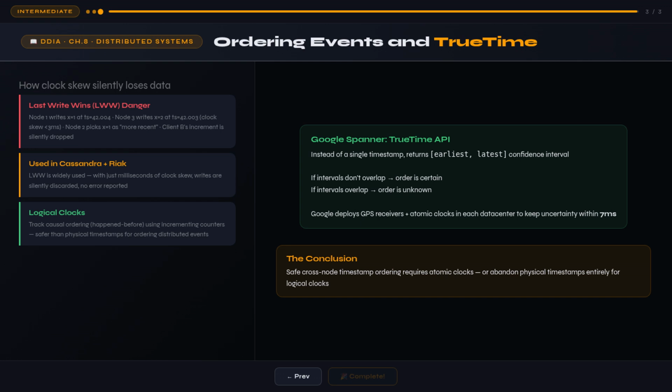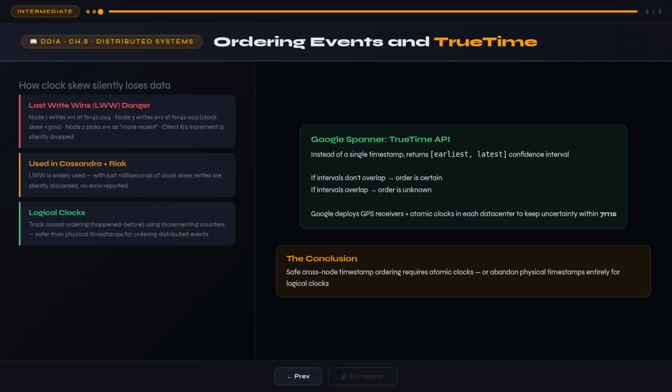Most systems do not expose the uncertainty in their clock readings. When you call clock_gettime, you get a number. You don't know if that number is accurate to 5 milliseconds or 5 seconds. Google addressed this in Spanner, their globally distributed database, with an API called TrueTime. When you ask TrueTime for the current time, it doesn't return a single point in time. It returns two values, earliest and latest, the earliest possible and latest possible current timestamp. The width of that interval is the uncertainty in the clock measurement.